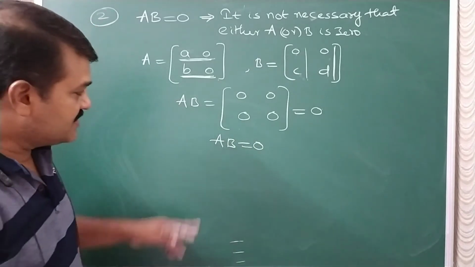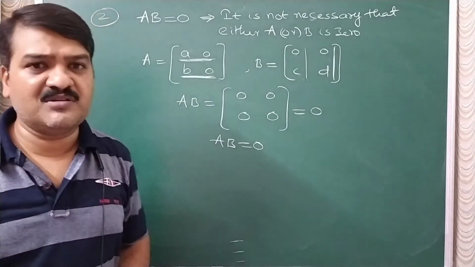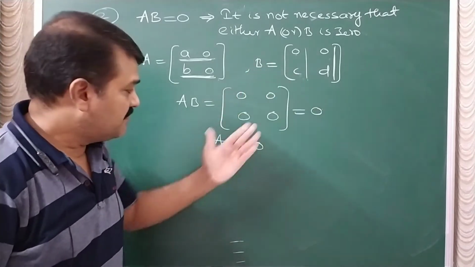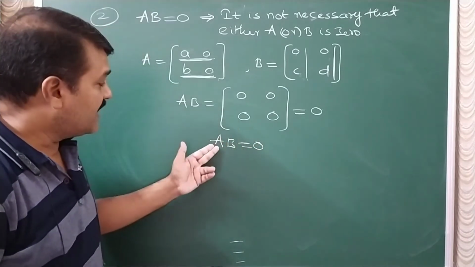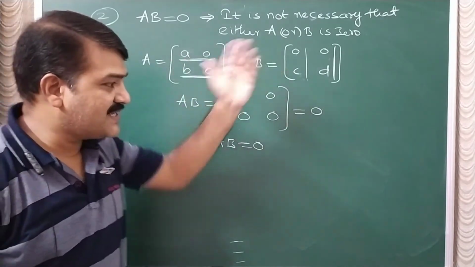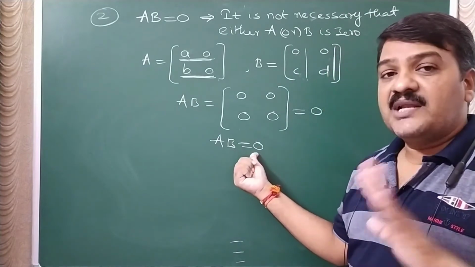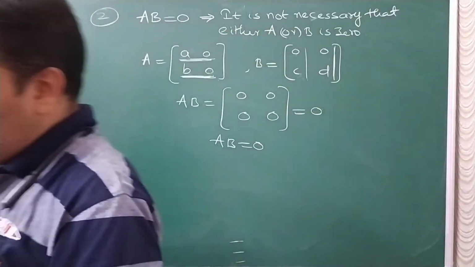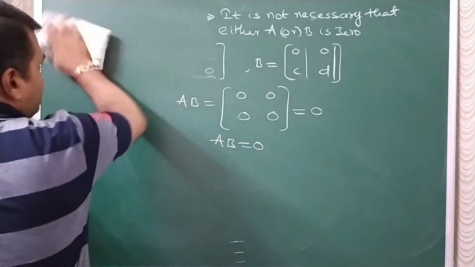But is A 0? A is not a 0 matrix. What is 0 matrix? Every element must be 0. But A is not a 0 matrix. B is not a 0 matrix. But A into B is 0. So neither A is a 0 matrix nor B is a 0 matrix. This is the simple example to show that in matrices, even if AB is 0, you cannot take either A is 0 or B is 0. So this is the second property concerned in multiplication of matrices.